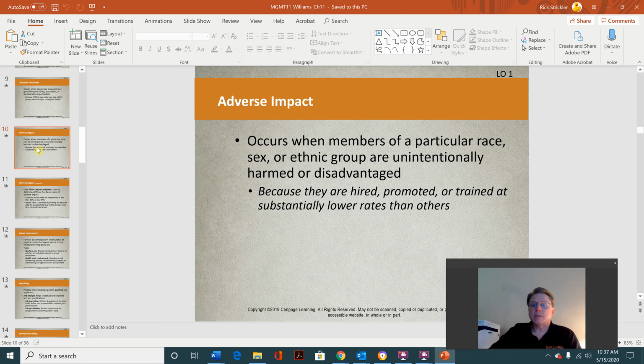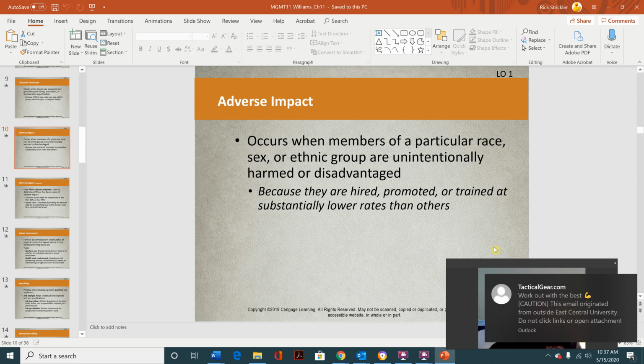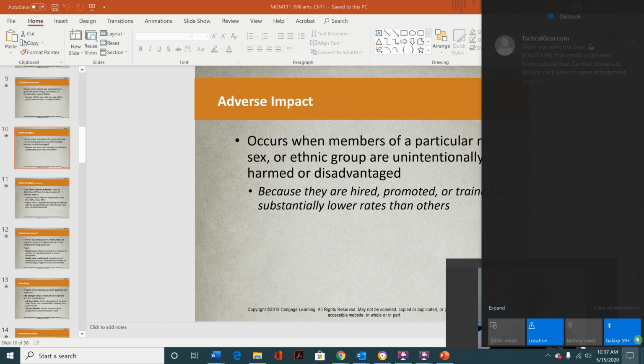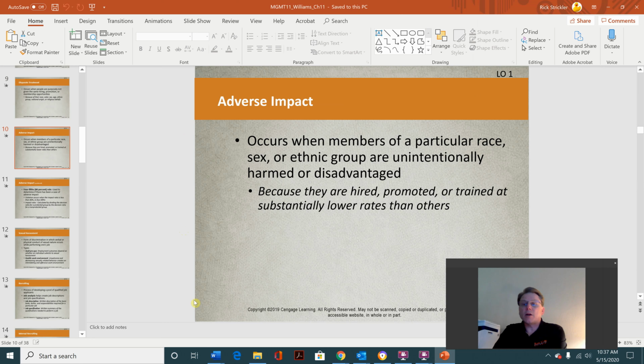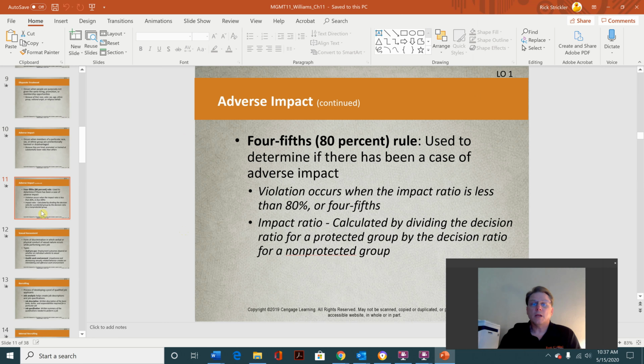Adverse impact occurs when members of a particular race, sex, or ethnic group are unintentionally harmed and disadvantaged, because they're hired, promoted, or trained at substantially lower rates than others. The 4/5, or 80%, rule is used to determine if there has been a case for adverse impact. A violation occurs when the impact ratio is less than 80% or 4/5.